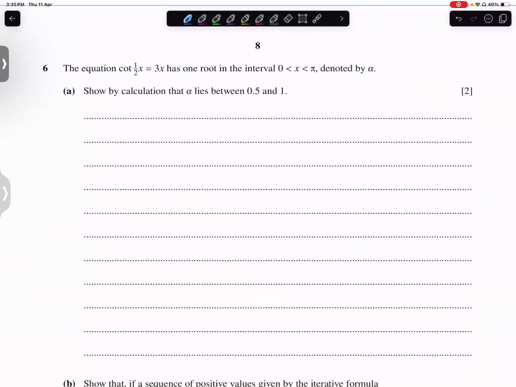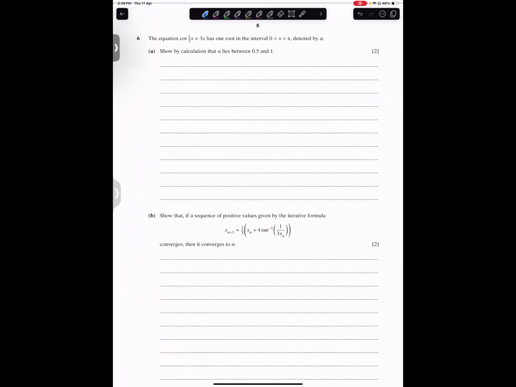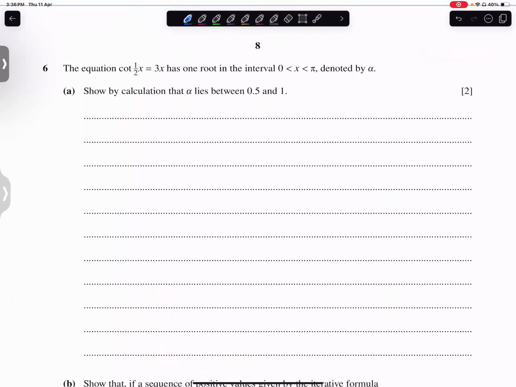The next question is from iteration. Look at the equation, please. The equation cot x by 2 is equal to 3x has one root in the interval 0 to pi, denoted by alpha. Show by calculation that alpha lies between 0.5 and 1.